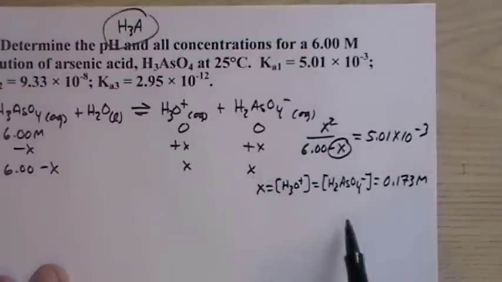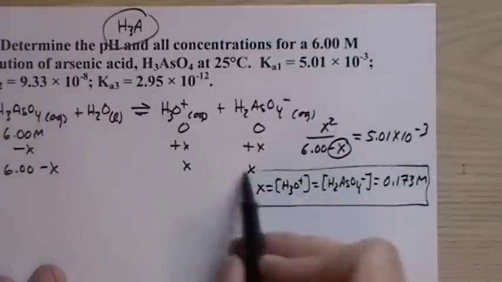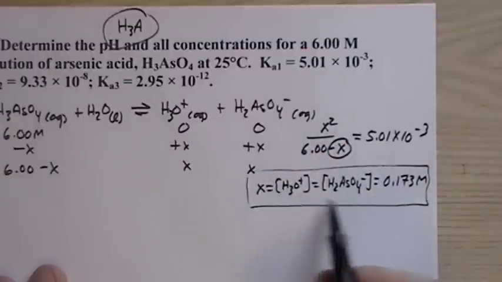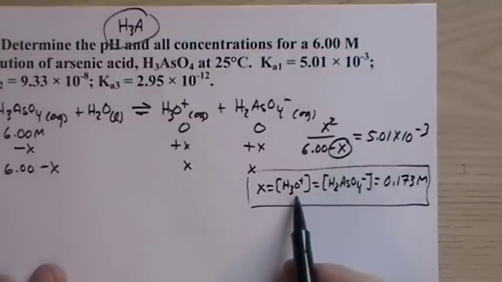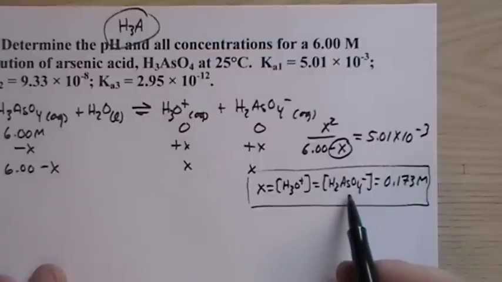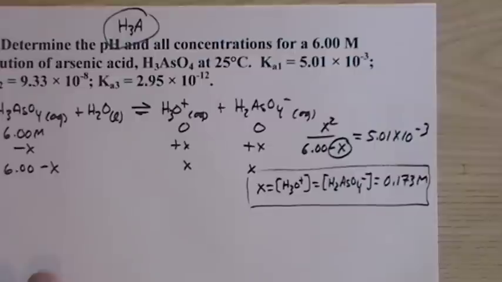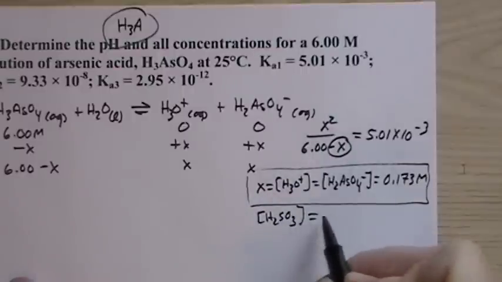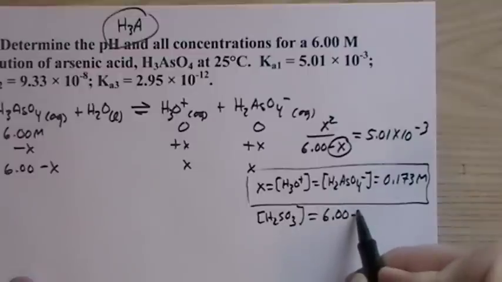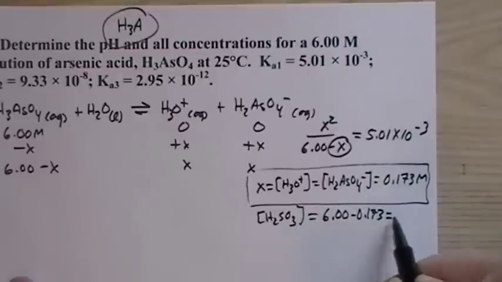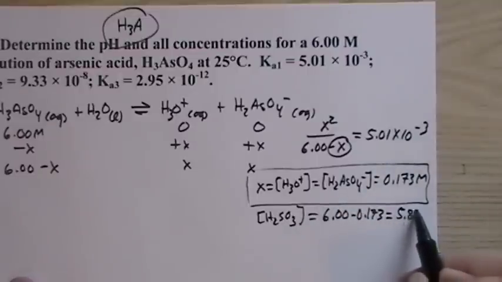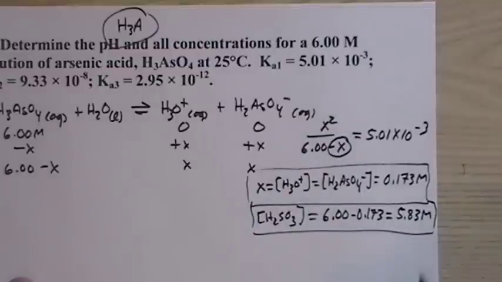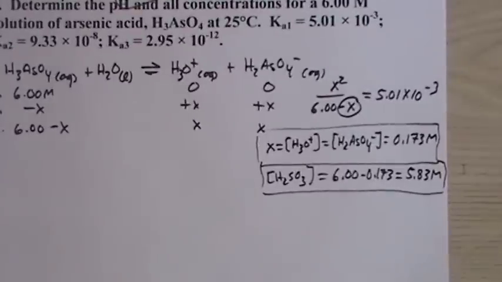Here are our concentrations. Now, the first thing is this is the correct answer for each of these. We're going to add a new amount to H3O plus in the second and third steps, and we're going to take away something in the second step from this, but that's it. They're going to round back. And now the concentration of H3AsO4 is going to be 6 minus 0.173, so this is 5.83 molar. So we already have 3 of the concentrations that we're going to need.